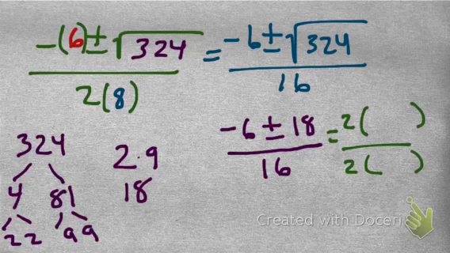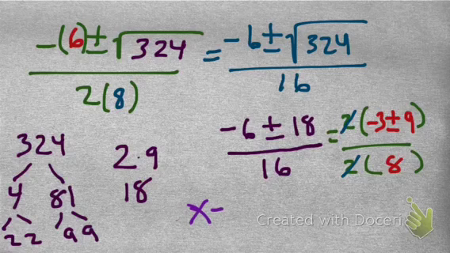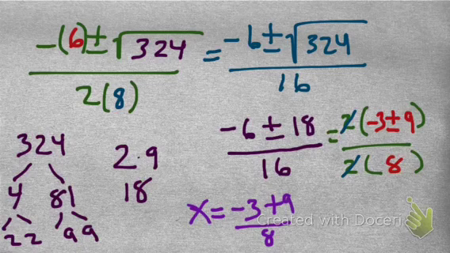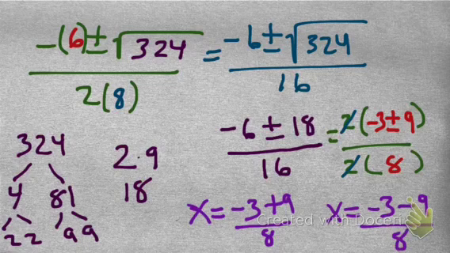On the top I'll have -6 divided by 2 is -3, 18 divided by 2 is 9, on the bottom I'll have the 8. So now my 2's will cancel, and -3, 9, and 8 can't simplify anymore, but I know that I can break it into my two answers. And so I'll do that now. I'll either have x equals -3 plus 9 all over 8, or I'll have x equals -3 minus 9 all over 8, because I've got two answers stuck together there.